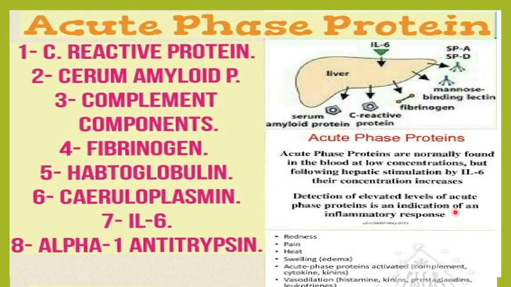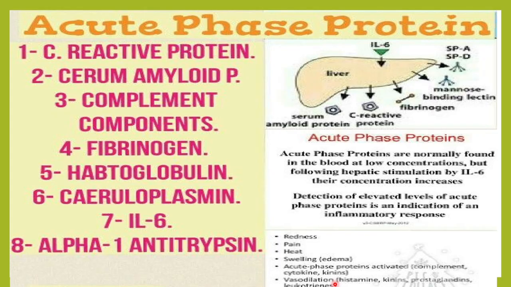Now you all know that C-reactive protein, like serum amyloid A, complement, fibrinogen, haptoglobin, ceruloplasmin, alpha-1 antitrypsin, and interleukin-6, are all acute phase reactants produced mainly by the liver. Some are also produced in endothelial cells, epithelial cells, and connective tissues, but mainly by the liver on stimulation with interleukin-6. They produce all the cardinal signs of inflammation: redness, pain, heat, swelling, etc.